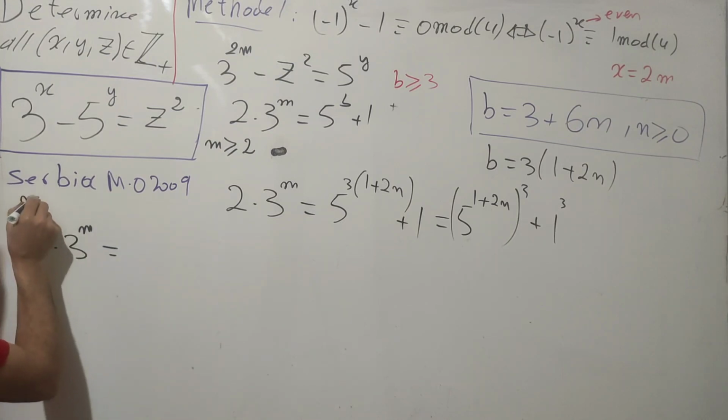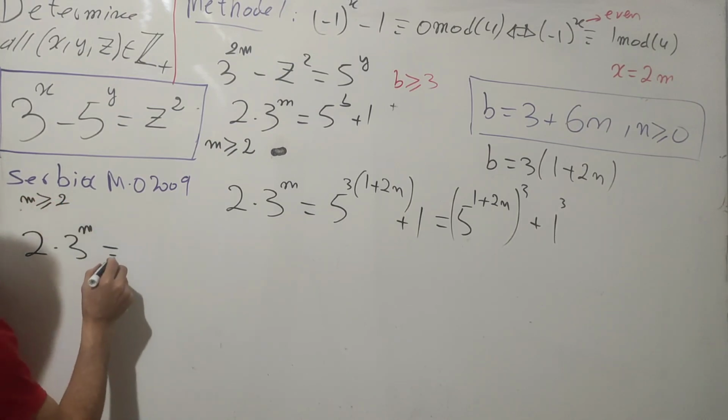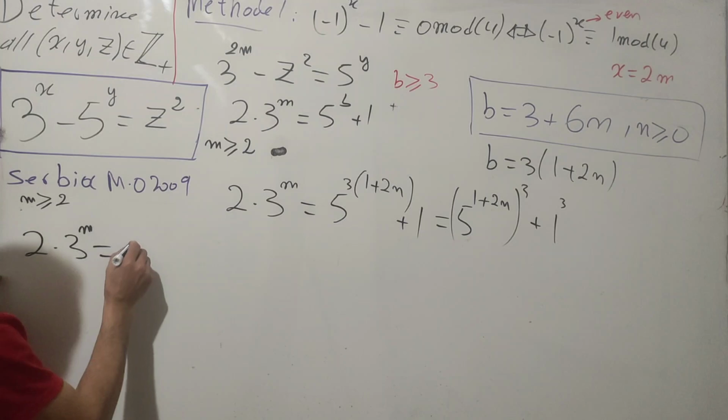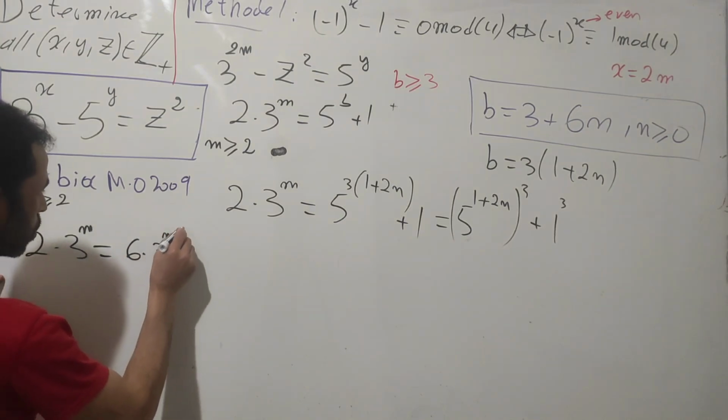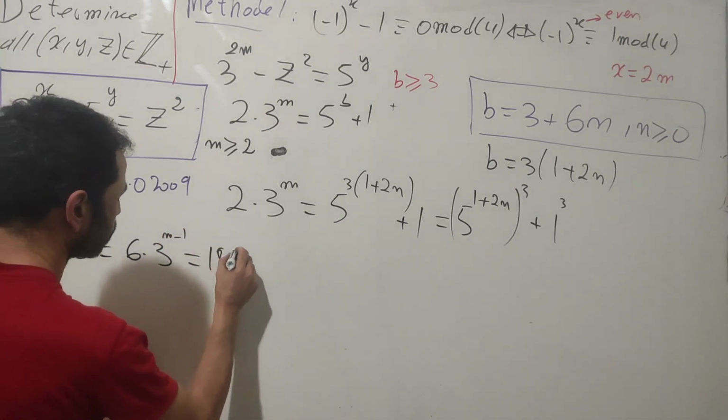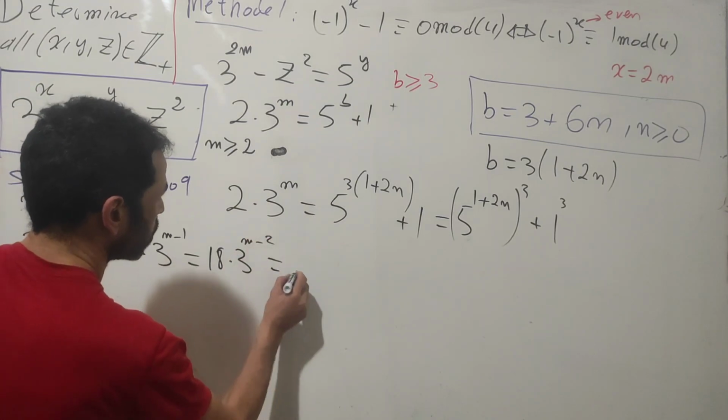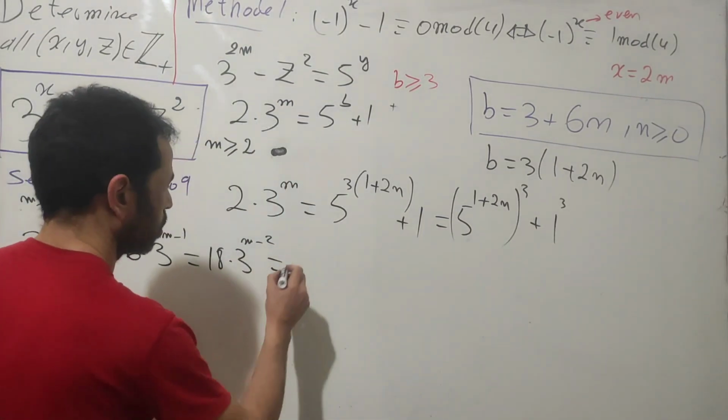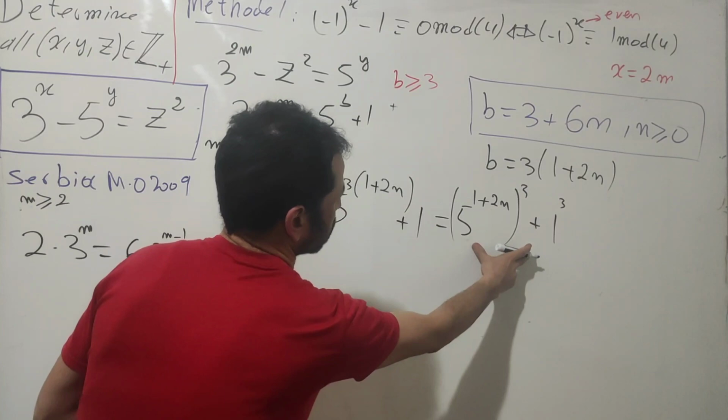I get 2 multiplied by 3 to the m. Since we get m is superior to 2, I can write this one also. This one equals 6 multiplied by 3 to the m minus number 1. Also equals 18 multiplied by 3 to the m minus 2. Now I'm going to factor out this one.